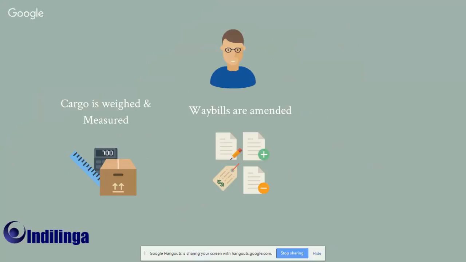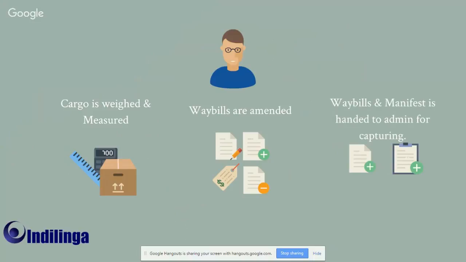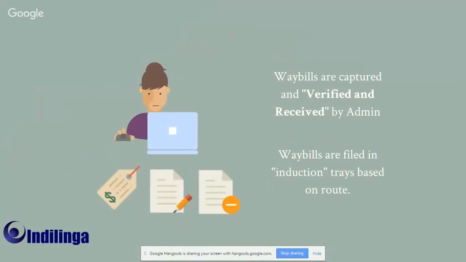The waybills are amended, so the dimensions and weight are written on the waybills, and the waybills and the manifest are handed to admin for capturing. The waybills are captured and verified and received by an administration clerk, and the waybills are filed into induction trays.